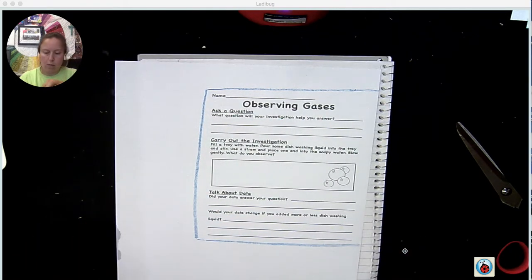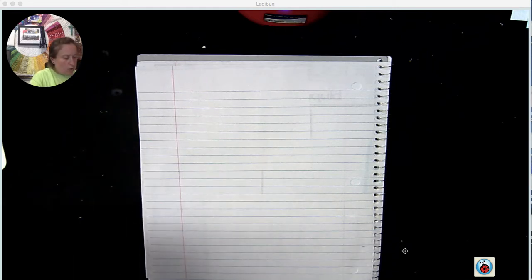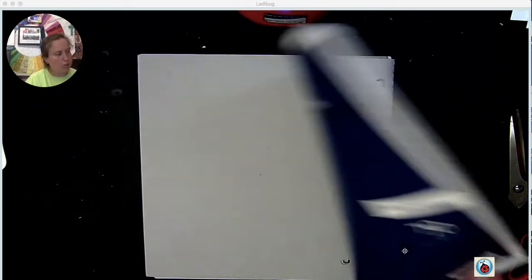Okay, so there's my rectangle. And now I'm going to cut it out. You should do this with me. I'm going to glue this into my science social studies journal. So that's what this one is. And I just open up to the next available page. You can see science and social studies.